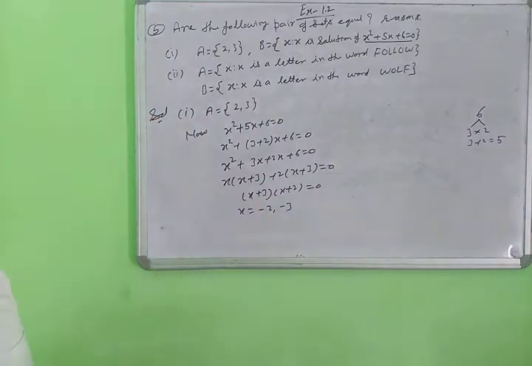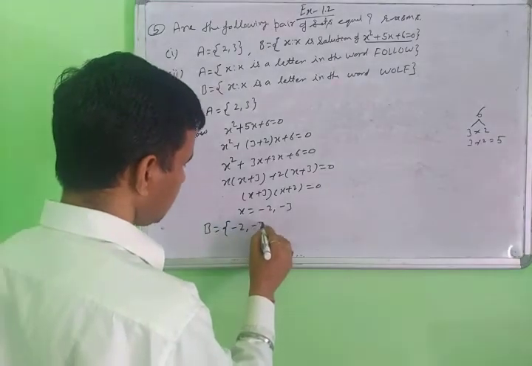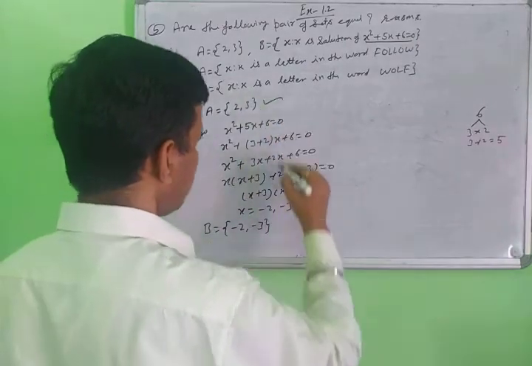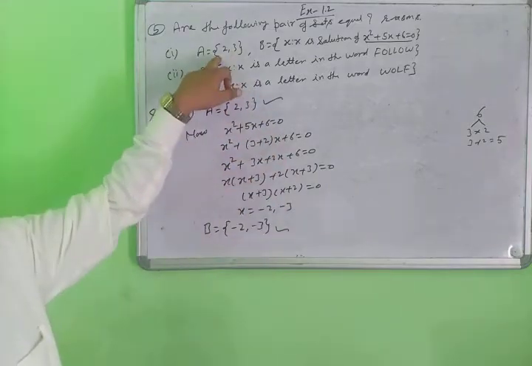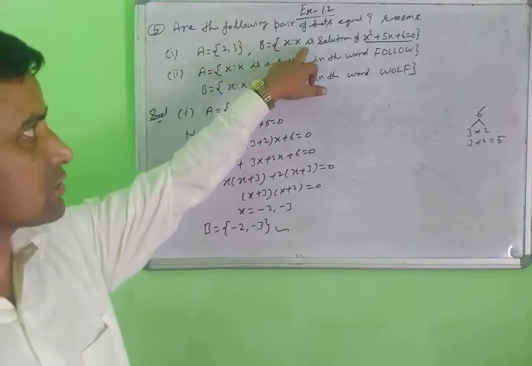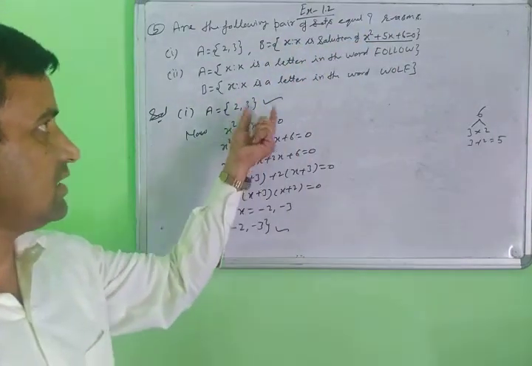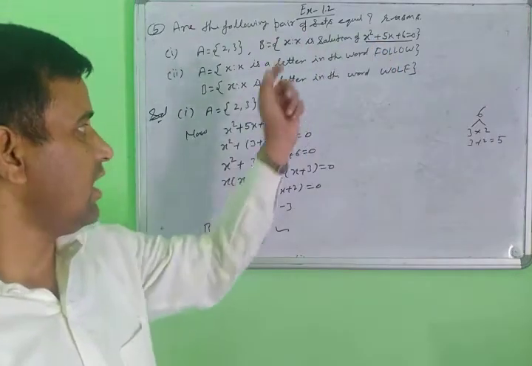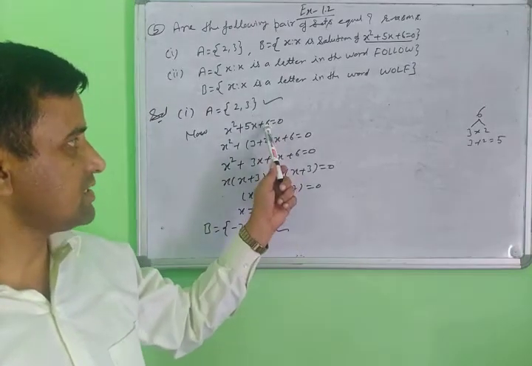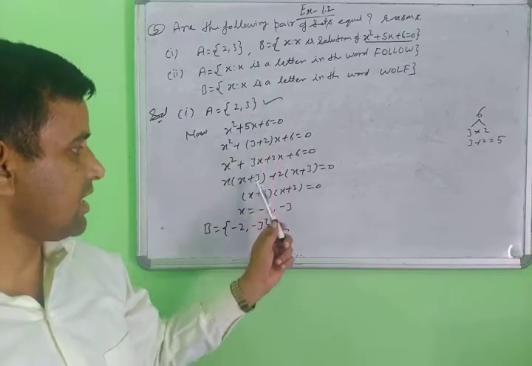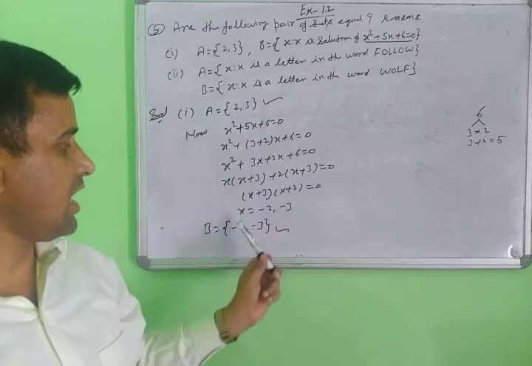Two values came here. That means set B, what are the elements of set B? The elements of set B are minus 2 and minus 3. Look here: set A I am writing the same. Set B is x such that x is the solution of this equation. I found the solution with the help of splitting the middle term, factorizing 6 as 3 and 2, and getting x as minus 2 and minus 3. Set A has elements 2 and 3, set B has elements minus 2 and minus 3.